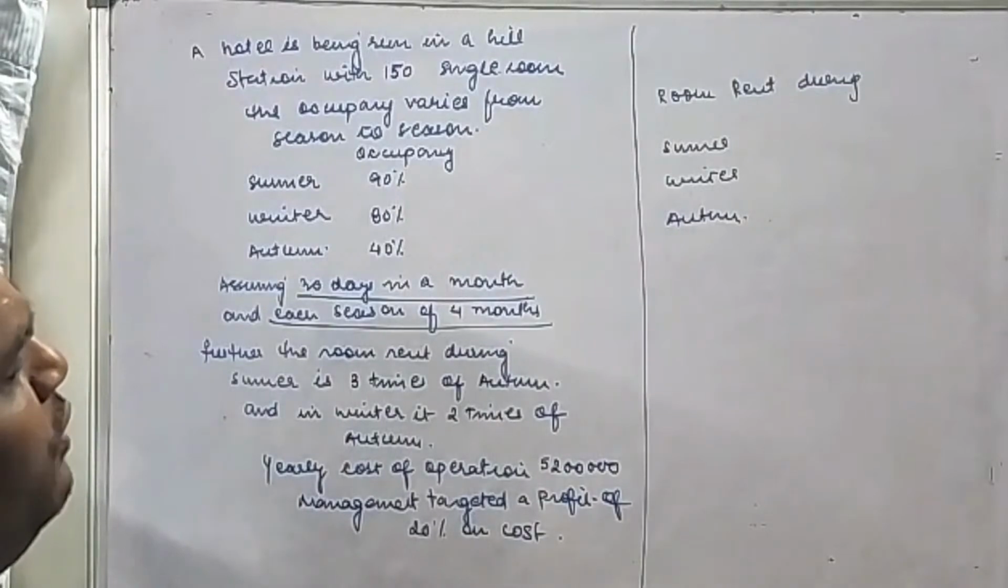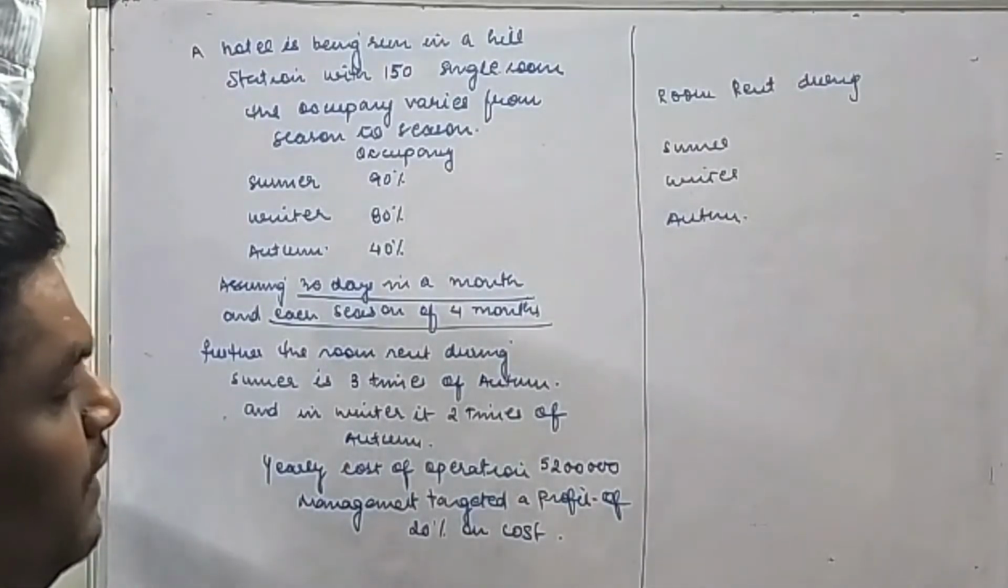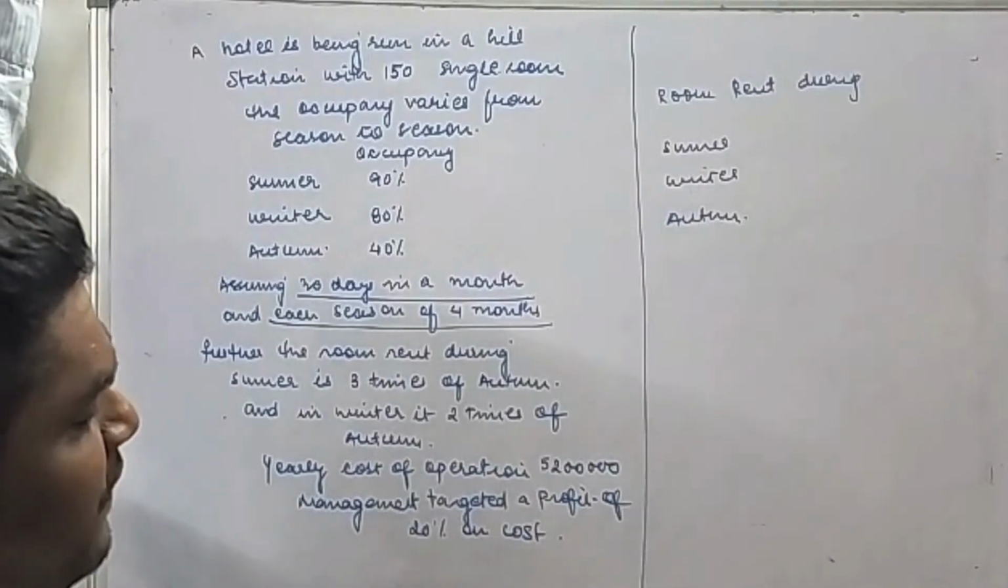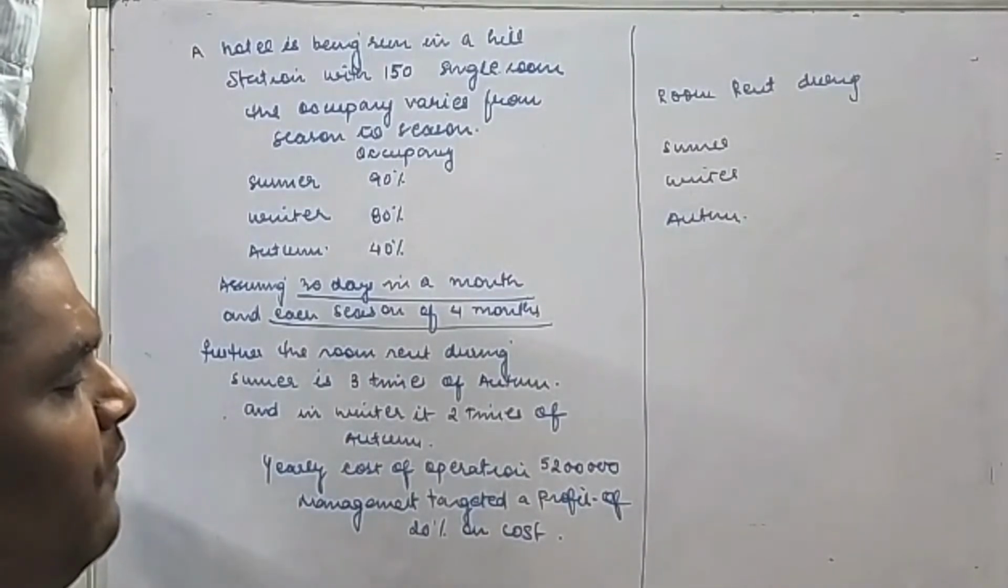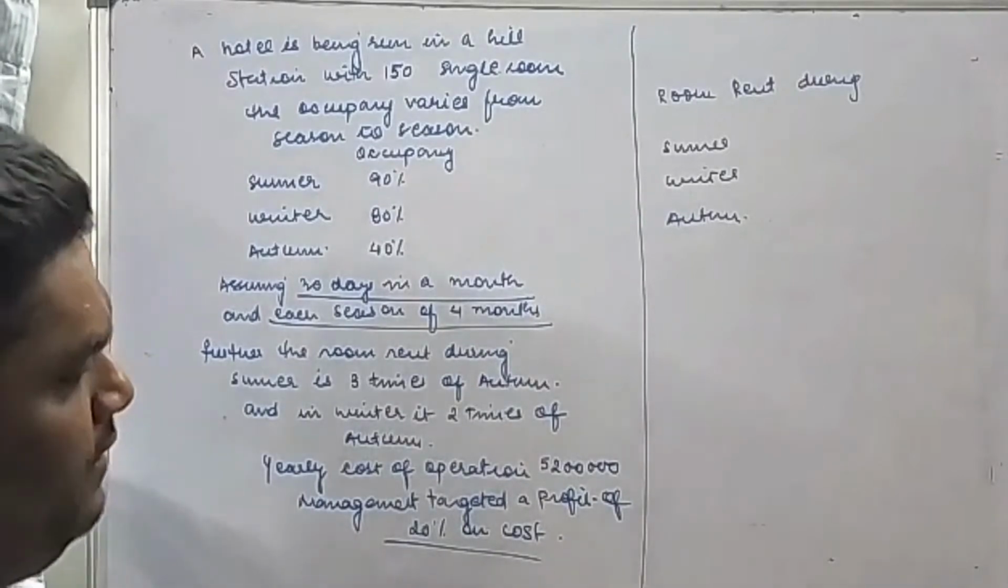Further, the room rent during the summer is 3 times of autumn and in winter it is 2 times of autumn. Yearly cost of operation is 52 lakh. Management targeted a profit of 20% on cost. You are required to calculate the room rent.